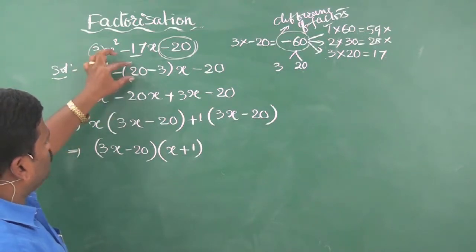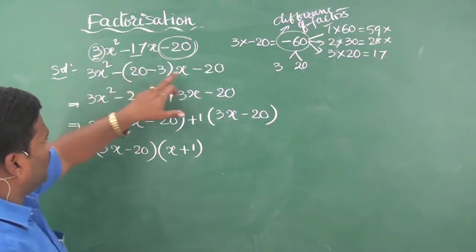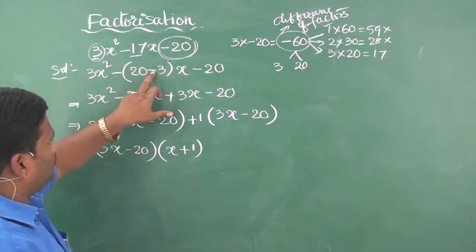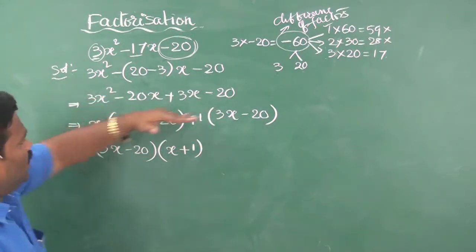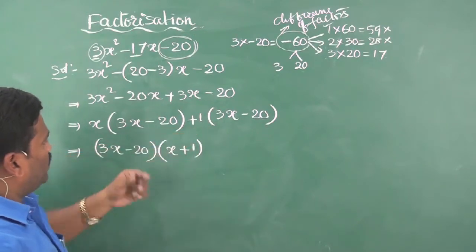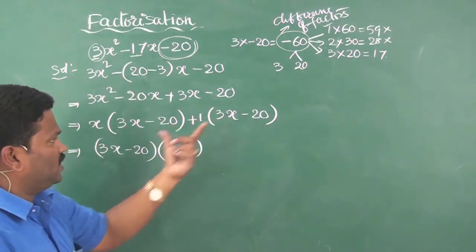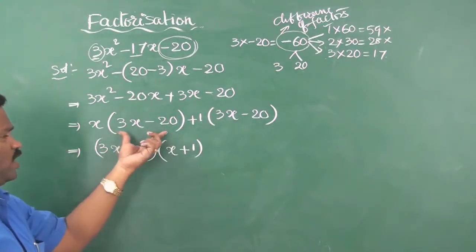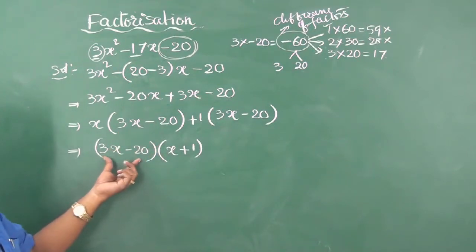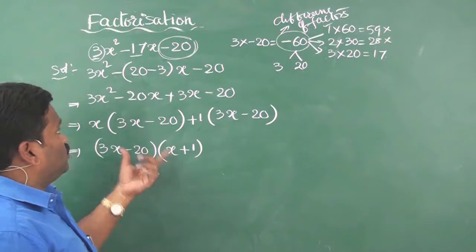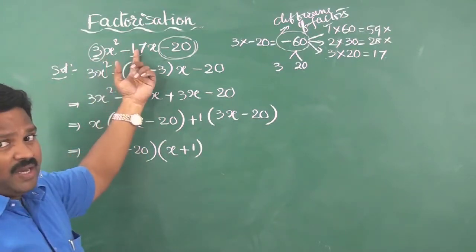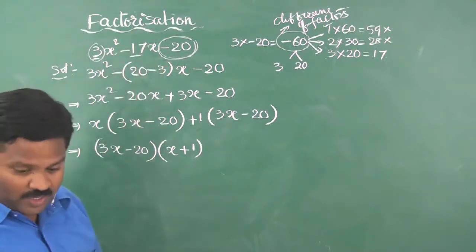Multiply these two terms with x: 3x square plus 20x minus 3x minus 20. In these two terms we can take x common. In these two terms we can take 1 common. Again we have the same 3x minus 20, 3x minus 20. Take it common: 3x minus 20 of x plus 1. These are the factors of 3x square minus 17x minus 20.